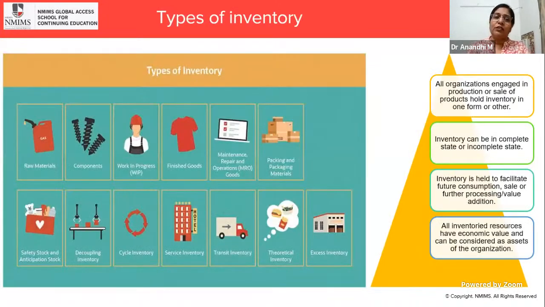Then it is the components. Raw materials, spares, components, all these are the category of raw material inventory that goes inside the finished product. Then work in progress is the next.